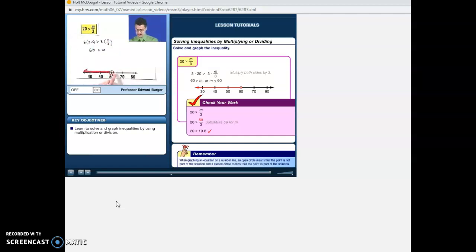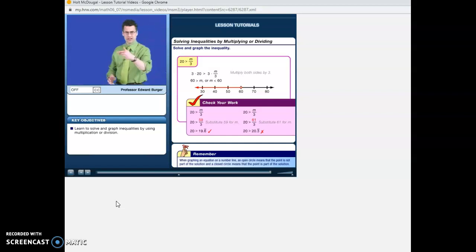Whereas if we picked a point, let's say 61, which is to the right of 60, 61 over 3 is 20.33333. And notice 20 is not greater than 20.3333. So in fact, that should not be included. So you can see this answer really does check.